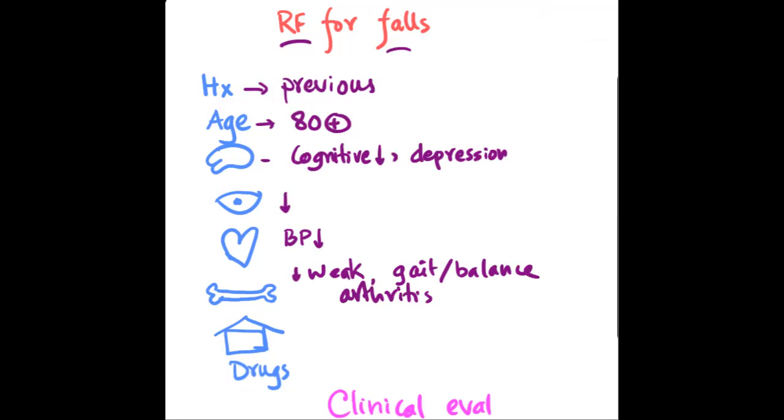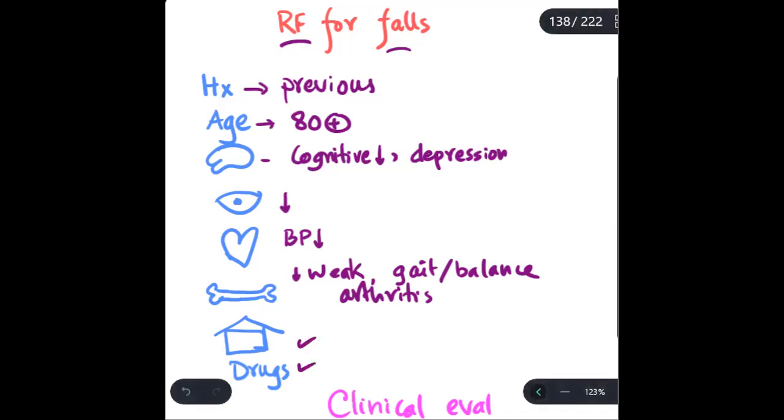If the home is not well organized, that increases the risk. And there are some drugs which impair the function of the brain and the function of the overall systems that can increase the risk, such as ACE inhibitors, nitrates, sedatives, those kind of drugs. Even drugs such as antidepressants can increase the risk of fall.